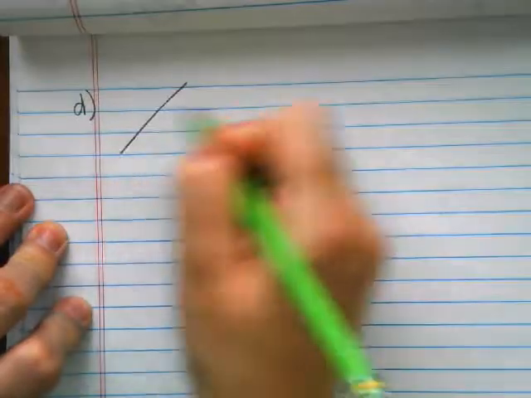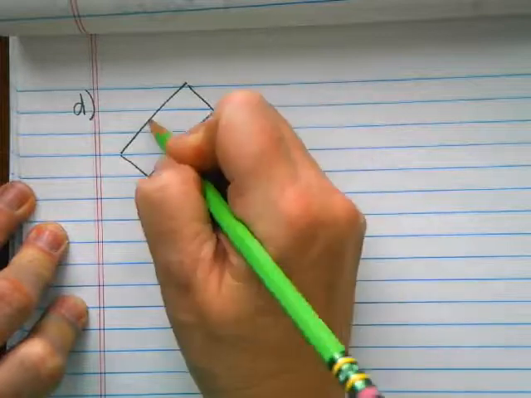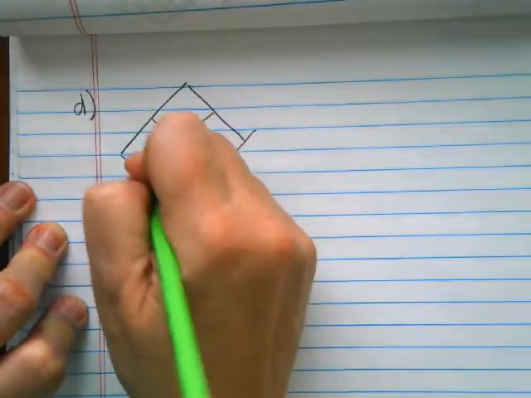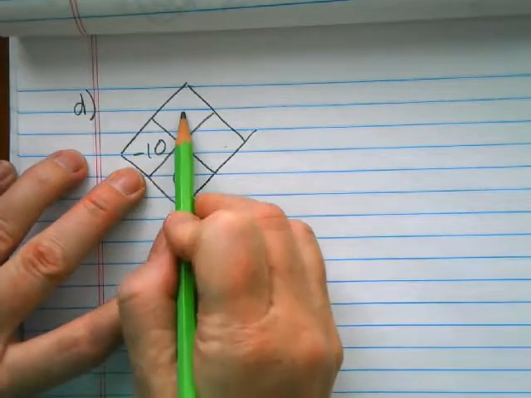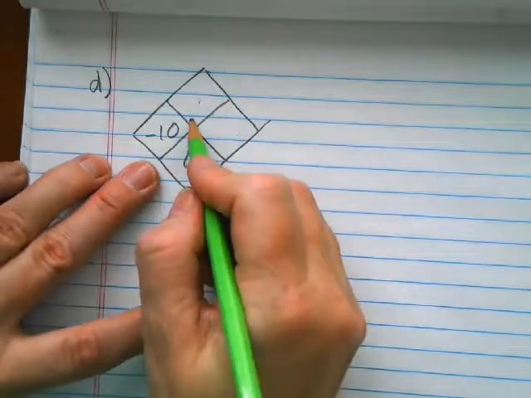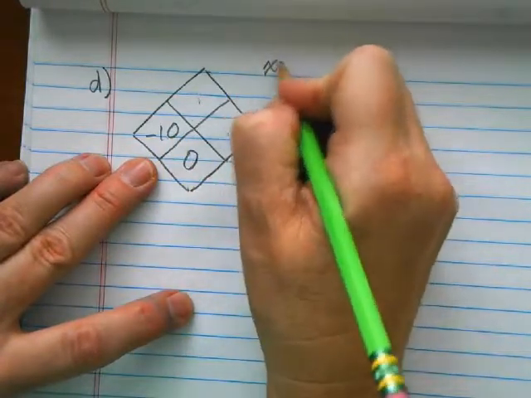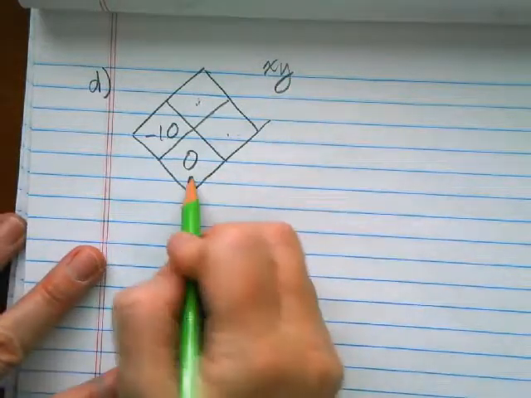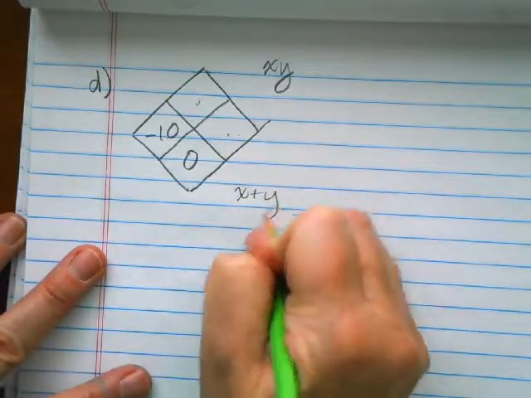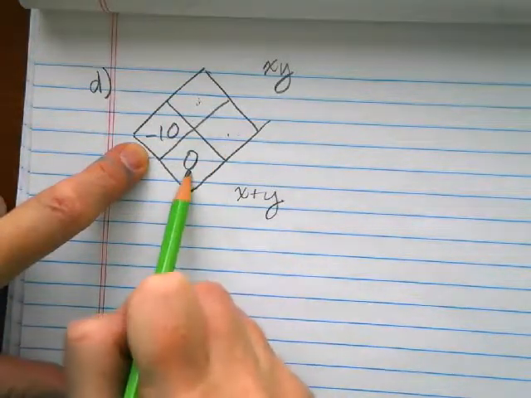Part D. Okay, I know something times negative 10 is going to give me what goes here. And I know something plus negative 10. Remember, the top part is x times y, the product. The bottom is the sum. So I know negative 10 plus something is going to give me 0.